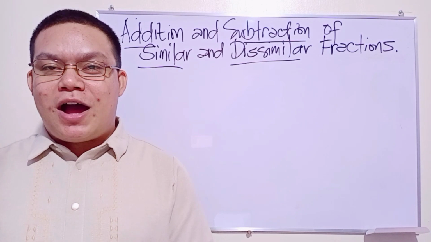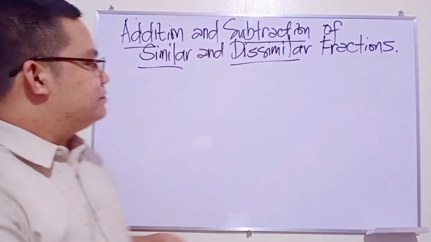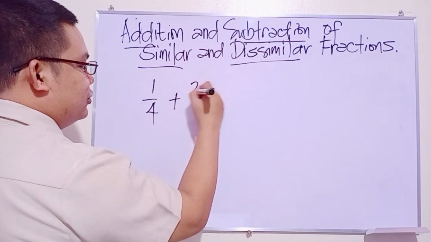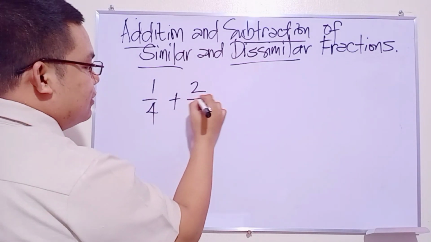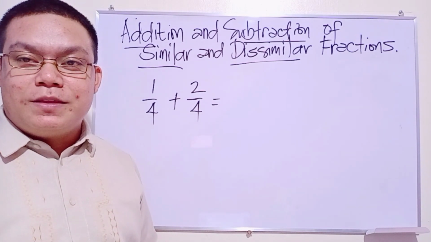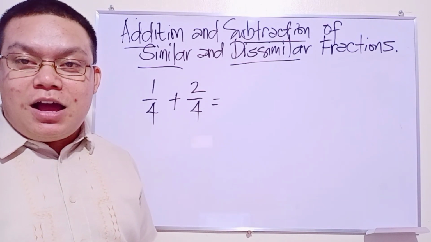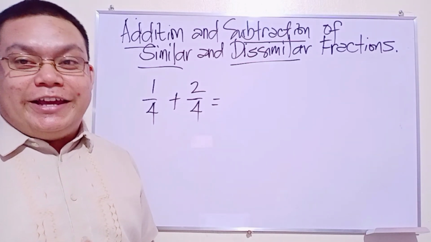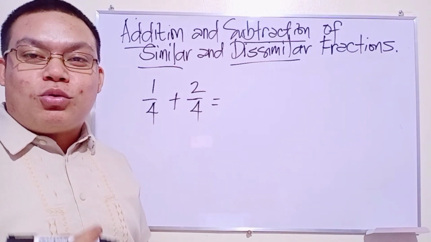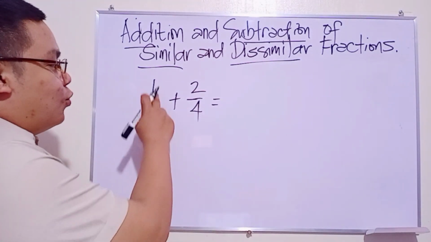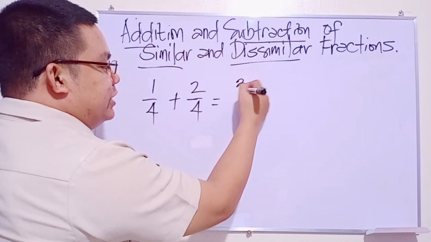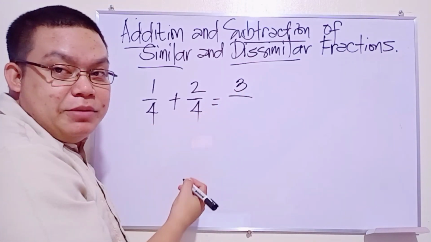Halimbawa, if we're going to add similar fractions like 1/4 and 2/4, the rule on adding similar fractions, class, is very simple. You just add the numerator and copy the denominator. Or sa Tagalog po, i-add lamang na po natin yung mga numbers na nasa taas, which is the numerator, and then we're going to copy the denominator. So, 1/4 plus 2/4. 1 plus 2 is equal to 3, and copy the denominator, which is 4.